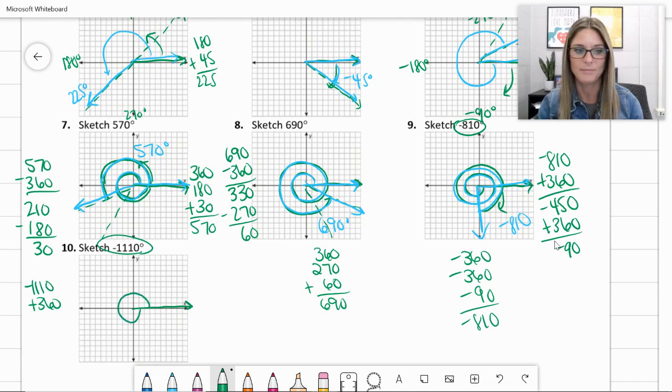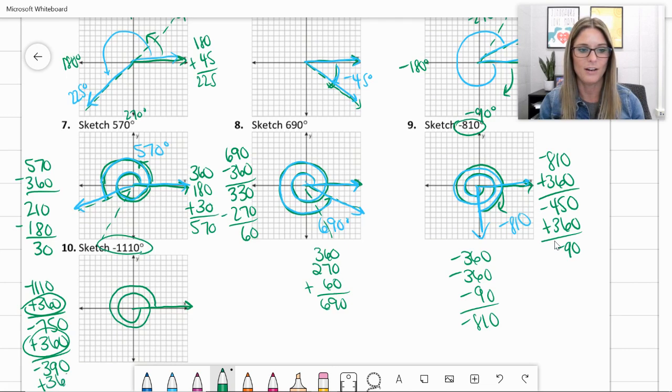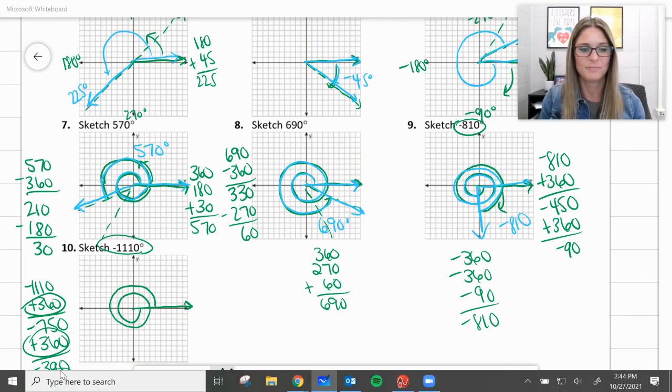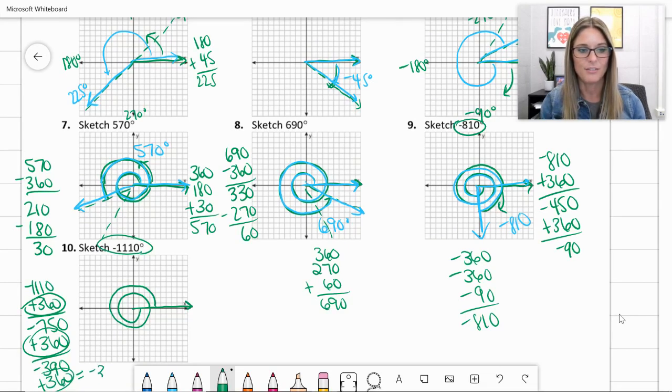So I know it's already 1. That leaves me with negative 750. Let's add another 360. Gives me negative 390. So we've done 1 rotation, 2 rotations. Let me add to our sketch here. 2 full rotations, and we still have negative 390. Let me do 1 more full rotation, and that's going to leave me with negative 30. So I need a third full rotation and then a negative 30, a third of the way through my quadrant.